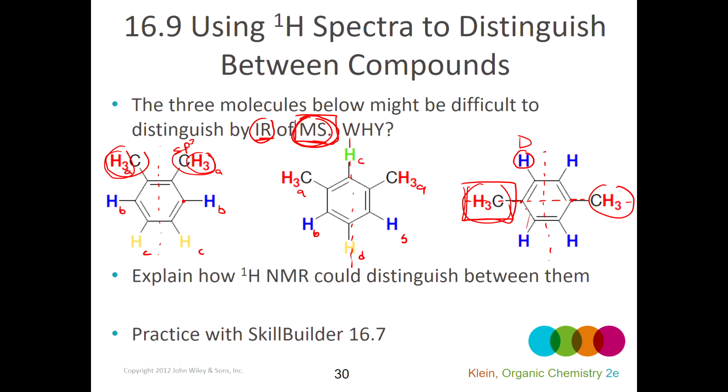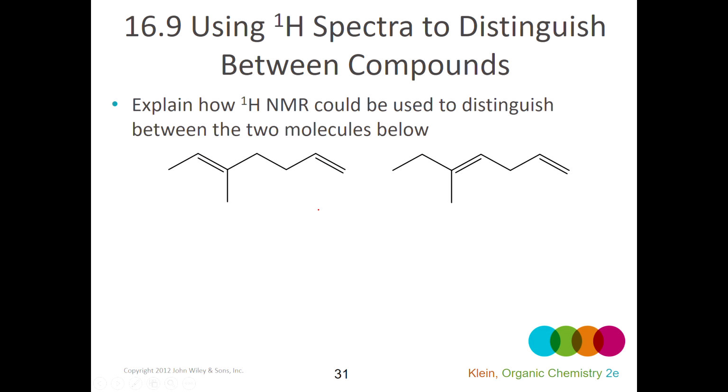But the number of signals they produce in the proton NMR would be different. And I would be able to distinguish between them that way. So that's illustrating, hopefully, to you the power of NMR and why it's often the go-to technique. It gives you the most definitive answer often about what structures you have on hand. And so here's another example to illustrate that.